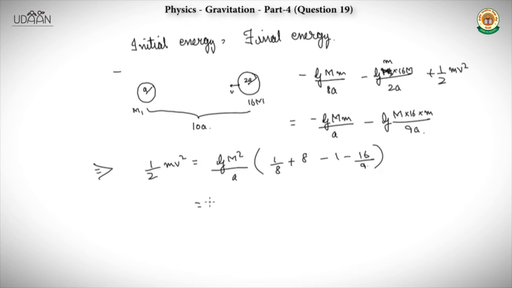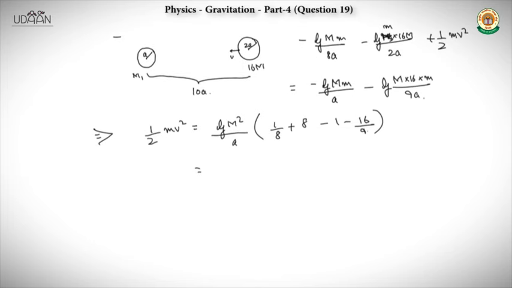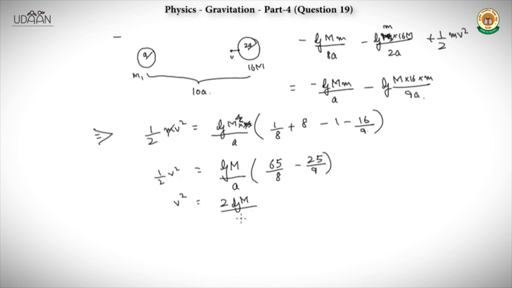So now the calculation part begins. Again, JEE question, you'll have to calculate intelligently. So let's start. Small m would get cancelled, the mass of the object which is being fired. So G m upon a, 8 is 64, 65 upon 8 minus 25 upon 9. So half v square will come out to be this, v square is G m upon a into, we take out 5, so it will come out to be 13 upon 8 minus 5 upon 9.